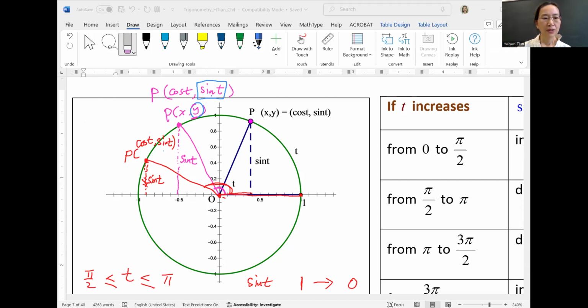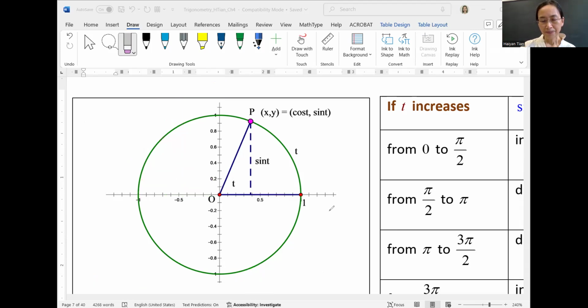So yes, you can always draw the case when t is pi, then the point P will be here, and the y coordinate of P will be 0. So that's our sine t. So in the second quadrant, we notice the sine function is decreasing. It will decrease from 1 to 0. So we can look at the plot.